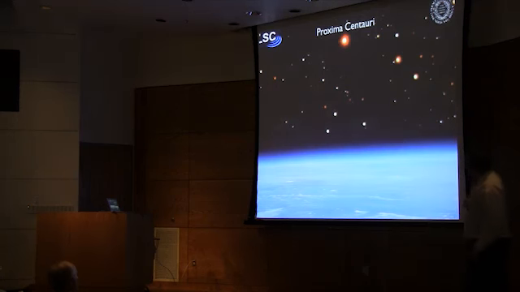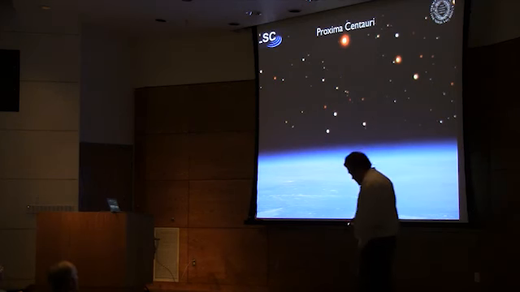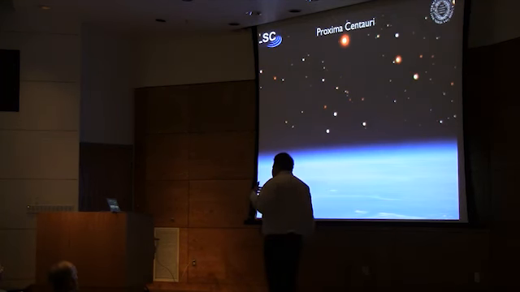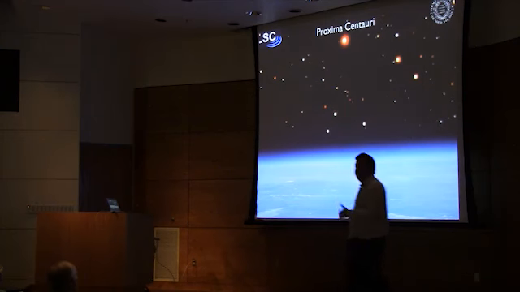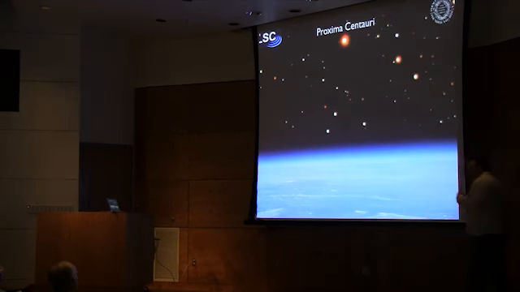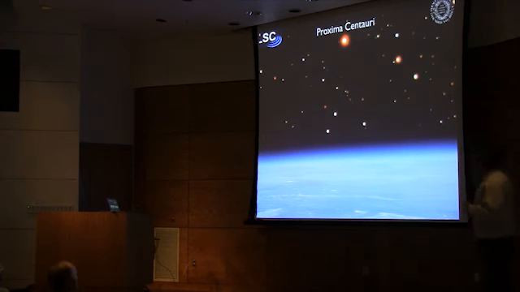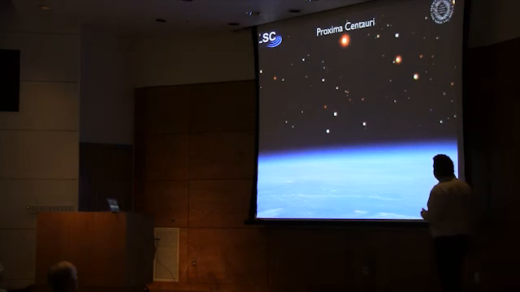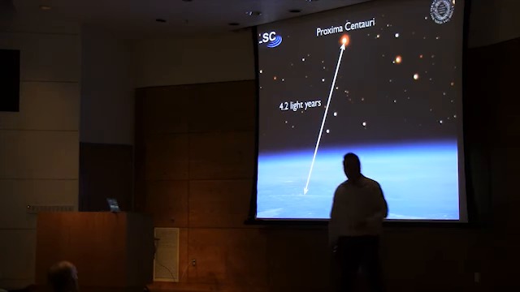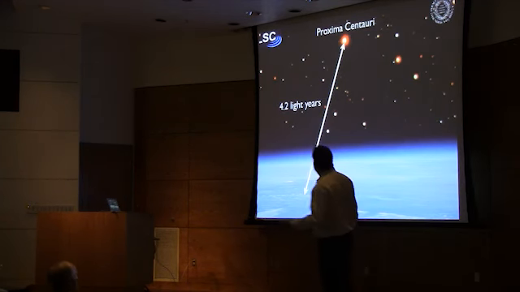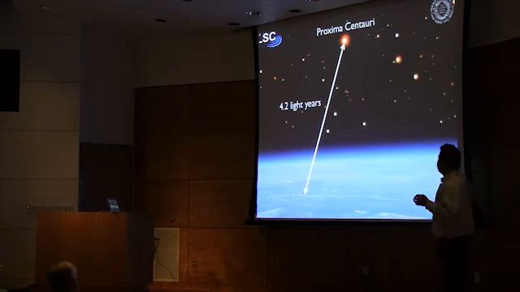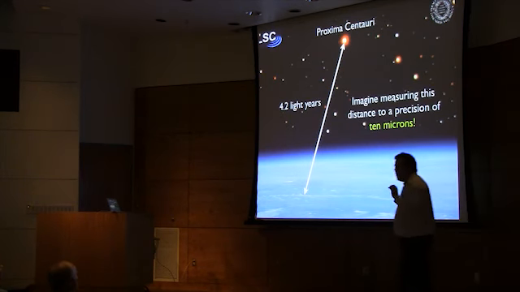Well, my little cartoon here, here's the Earth. Here's Proxima Centauri, which is the nearest star to the Earth. Measuring gravitational wave strains on the surface of the Earth, measuring these changes in length of order 10 to the minus 20 or so meters, is equivalent to measuring the distance to the nearest star, which is 4.2 light years. You know the nearest star is a long way away. It's equivalent to measuring this distance to about 10 microns.